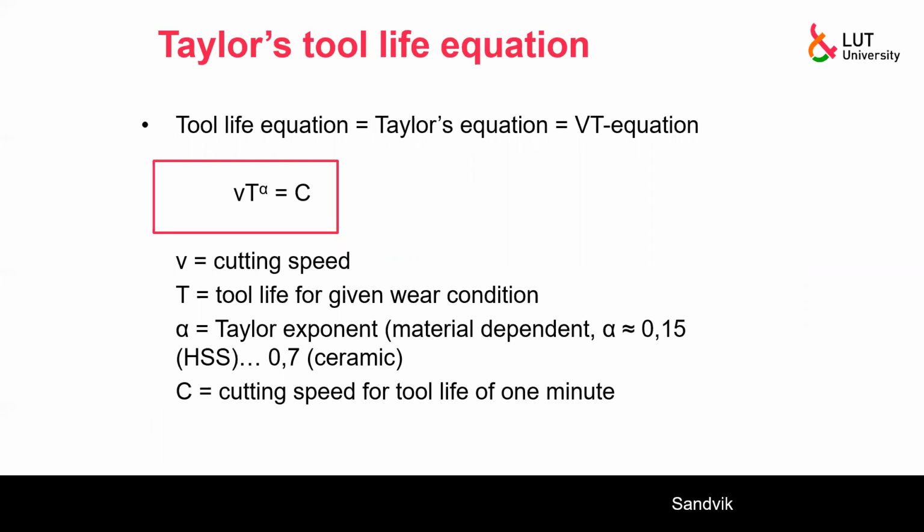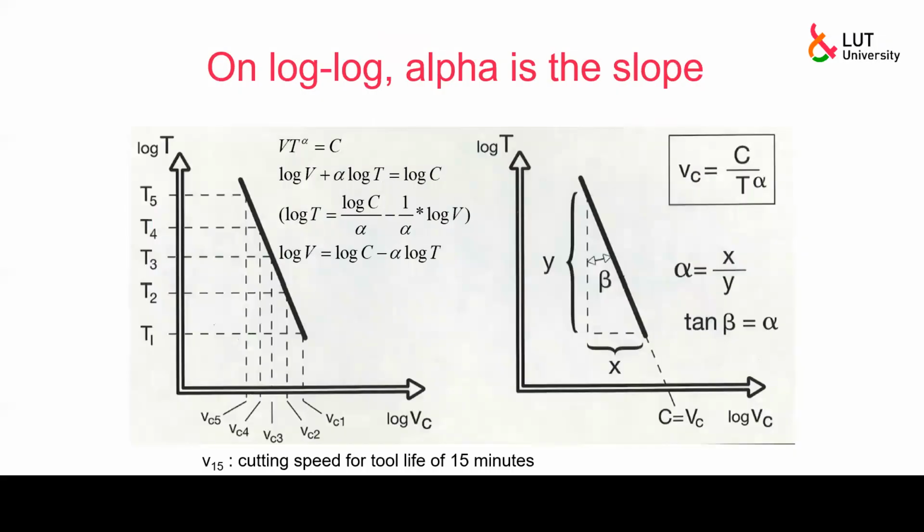Essentially, the equation ends up looking like this: cutting speed times tool life to the power of alpha is some constant c. And these are the alpha and c that were referred to in the earlier slides. So cutting speed, tool life for a given wear condition, tailored exponents, and cutting speed for tool life of 1 minute. On the log coordinates, alpha here is just the slope of that line, and when you know t to the power of alpha, then you can solve what c is when you know at least one of the points of the cutting speed.